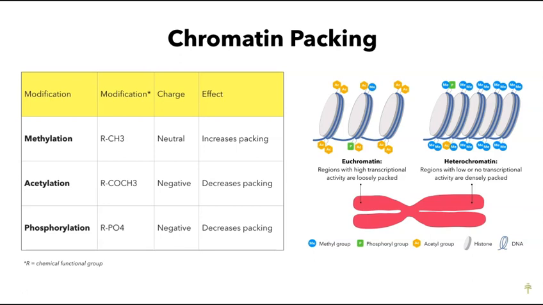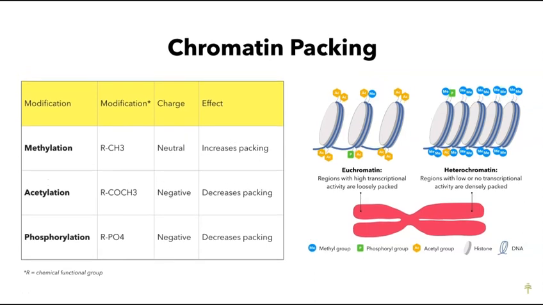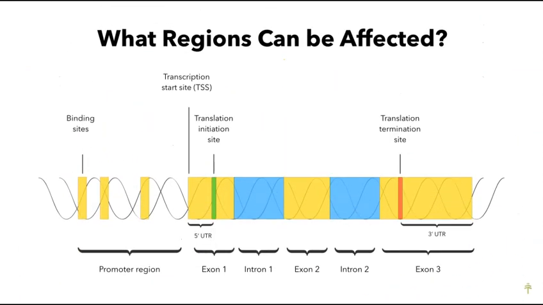Methyl groups of atoms increase packing, and acetyl groups decrease packing. Also, phosphoryl groups can be attached to the histones and cause a decrease in packing. These groups of atoms are attached to various types of histones at various locations. As the DNA is wrapped around the histones and can be more or less accessible, various positions of the DNA are affected. These include the promoter region, transcription start sites, and the introns and exons of genes.